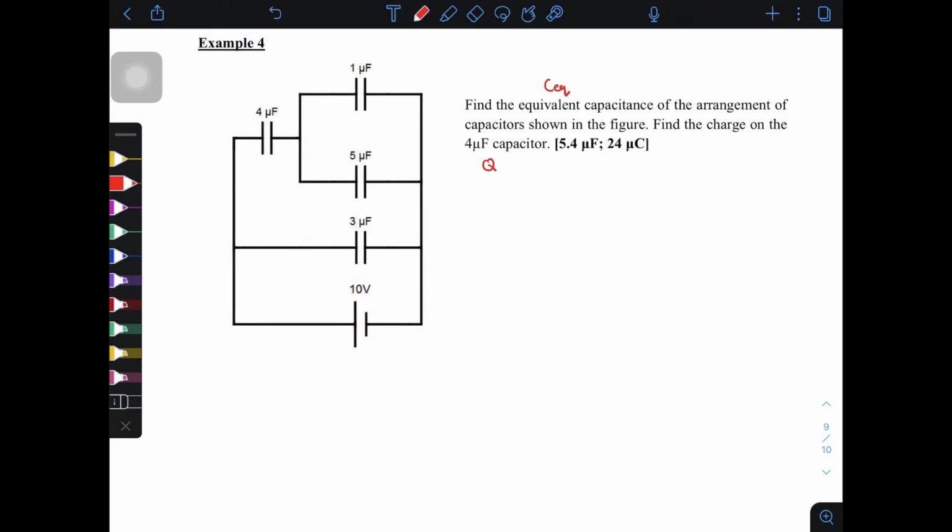So, kita labelkan dahulu. Kita boleh label C1, C2, C3, C4. And this is V1, 2, 3, 4 ataupun V total. Benda yang sama. Okay. So, soalan minta find equivalent capacitor. So, kita boleh tahu. Dan soalan minta Q1 sama dengan berapa.